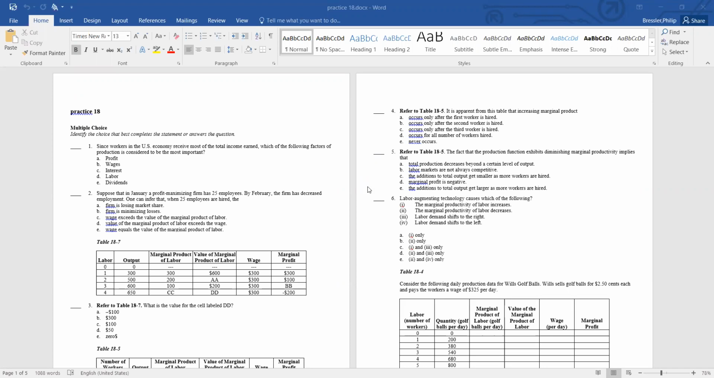Could they ask you about the other three factors? They could. I would tend to doubt it, though. Suppose that in January, a profit-maximizing firm has 25 employees. By February, the firm has decreased employment. One could infer that when 25 employees are hired, if they're laying off workers, then the wage has to exceed the value of marginal product of labor. And remember, the value of marginal product of labor, we've been calling the MRP in class, all right? They are the same thing, just different names from different textbooks.